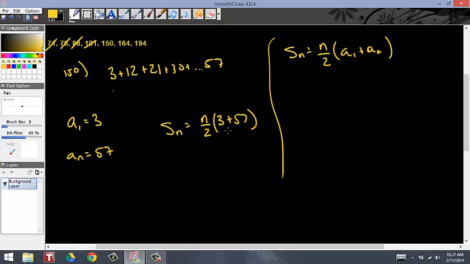I need n though. How do I find n? How do I find n in this problem? Gabby?